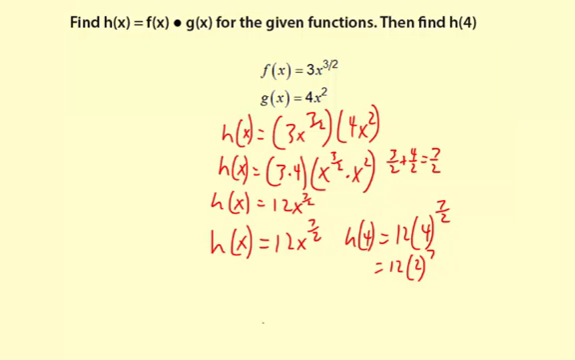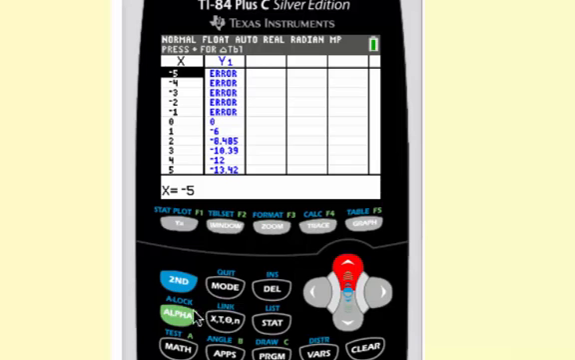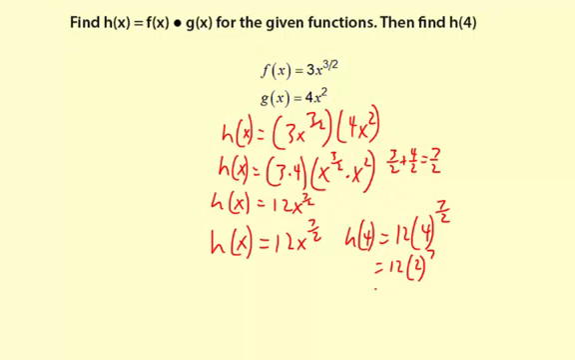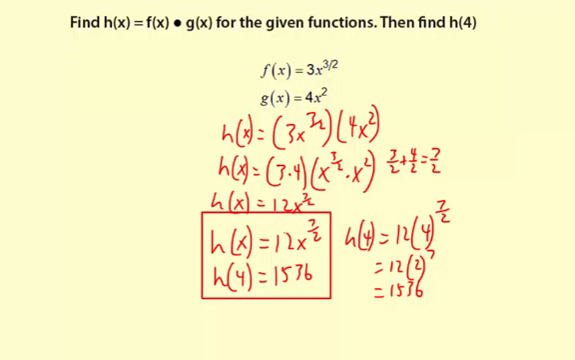Well, let's just do that on the calculator just to make sure you get it right here. 12 times 2 to the 7th power. 1536. So h of 4 is 1536. So there's our function h of x and the function evaluated for an input of 4.